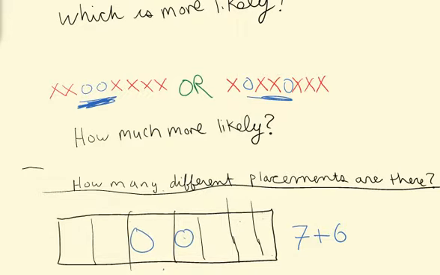Alright, so when we keep doing this, what's going to happen? Well, in this next one we'll get 5, and then we'll get +4, and then +3, +2, +1. And the number of placements we're going to get is 28.